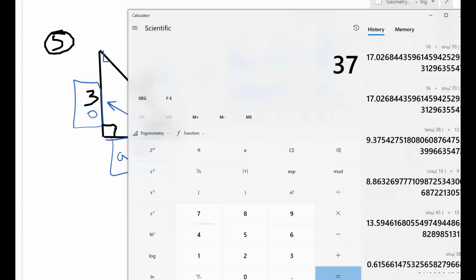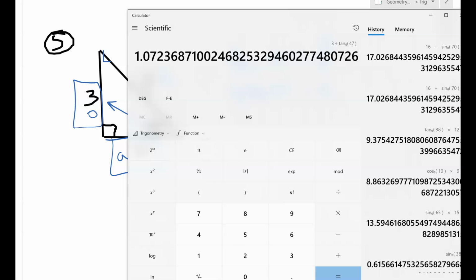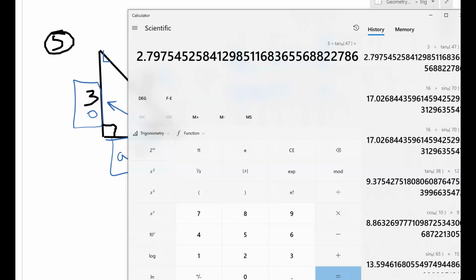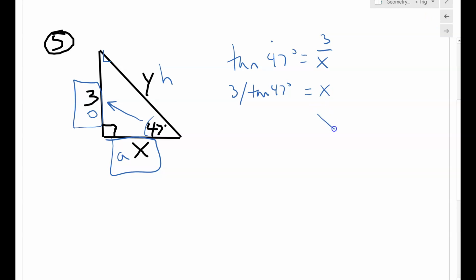Whoops, I see I screwed that up. Never mind. So what was that again? 3 divided by, and then I'm going to say 47, and then tangent. And then hit enter. So that gives me like 2.8 for x.